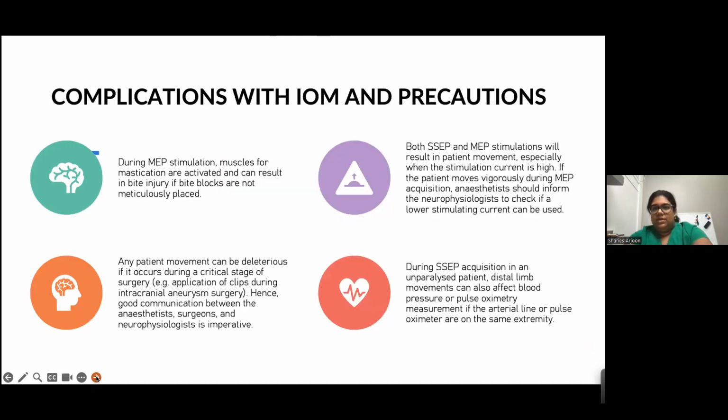So moving on to the complications with intraoperative monitoring and precautions.